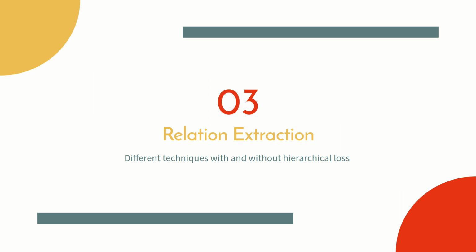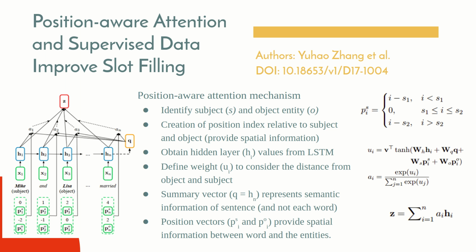So we now come to relation extraction. Having looked at hierarchical loss functions, we will now look at existing literature in relation extraction and see how we can incorporate the relation hierarchy not only through a cost function, but also perhaps directly incorporating it into the model architecture. So the first paper we'll discuss is "Position-aware Attention and Supervised Data Improve Slot Filling".